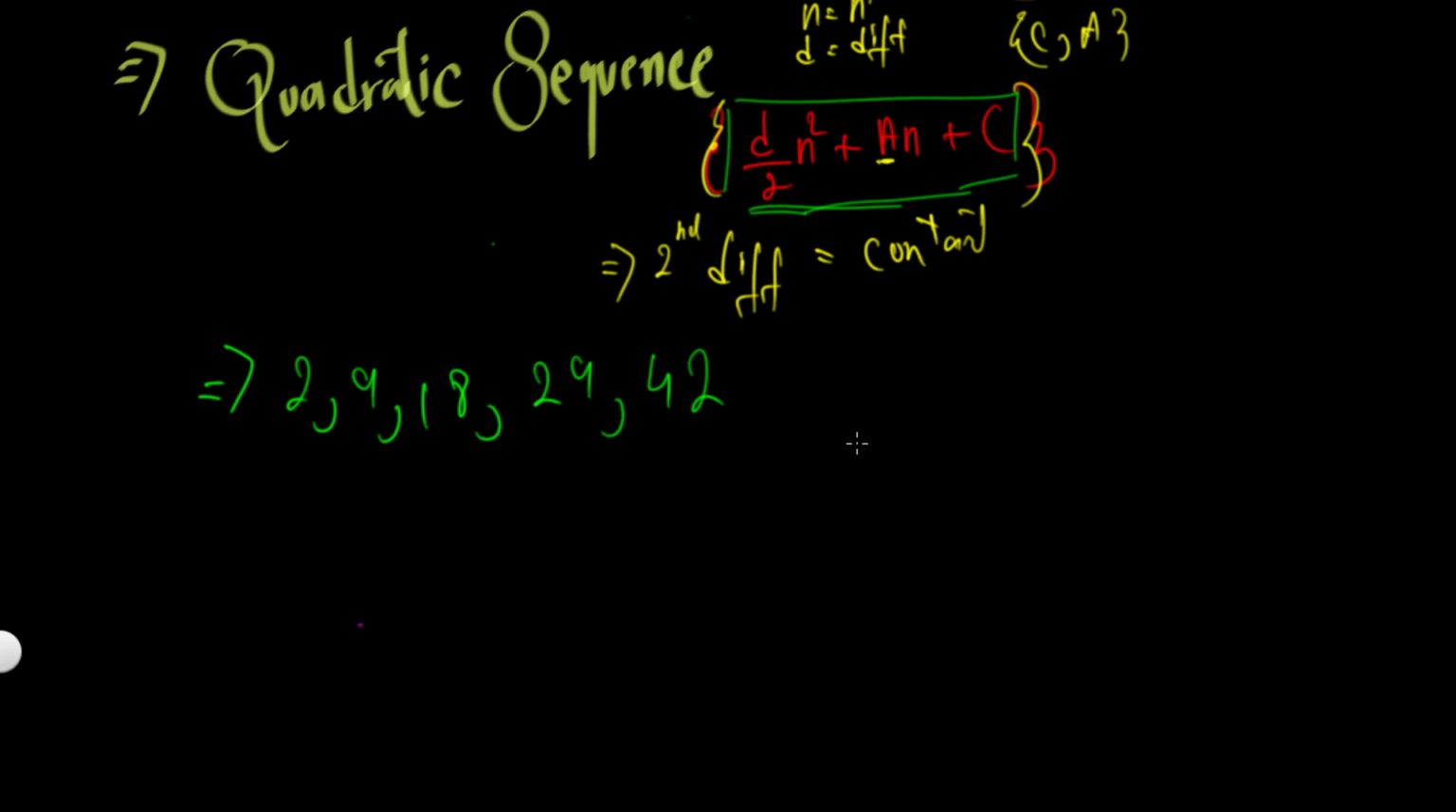If this was a linear sequence, the first difference would be the same. So let's do that. 9 minus 2 is 7. 18 minus 9 is 9. 29 minus 18 is 11, and 42 minus 29 is 13. If this was a linear sequence, the first difference would have been the same. The fact that the first difference is not the same means this is not a linear sequence.